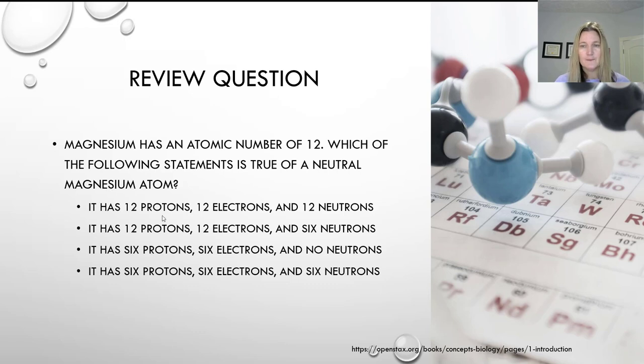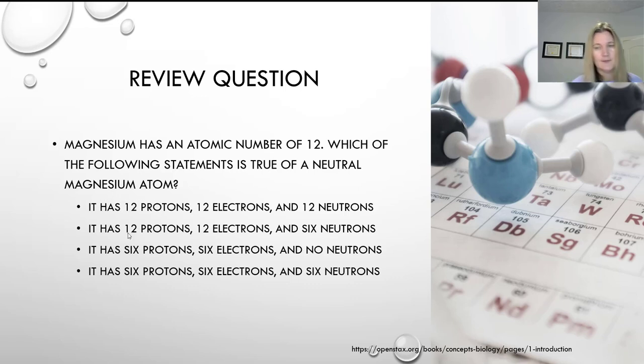If you thought it was the first one, I would agree with you. Okay, so in this example, remember the atomic number refers to what? The number of protons. So if the atomic number is 12, it's always going to have 12. So these 2 answers at the bottom are not going to be correct because we have 6 protons, that's something else, that's carbon. Okay, so magnesium always has 12 protons.